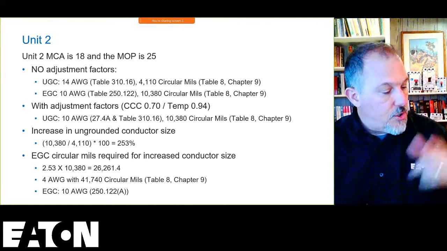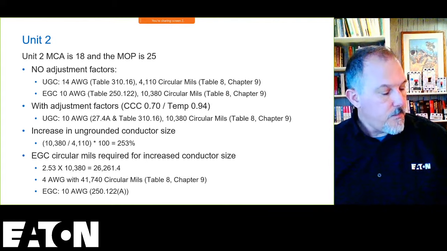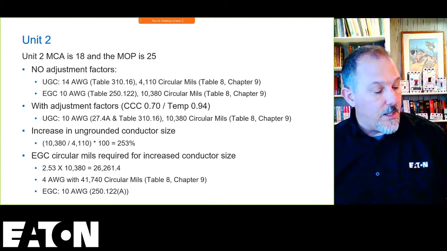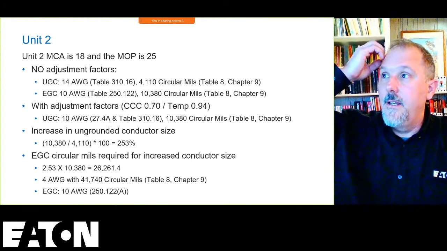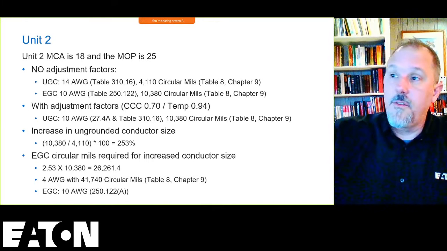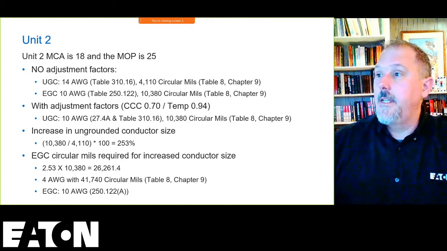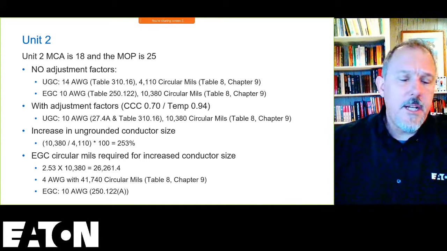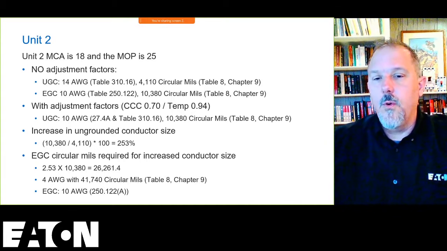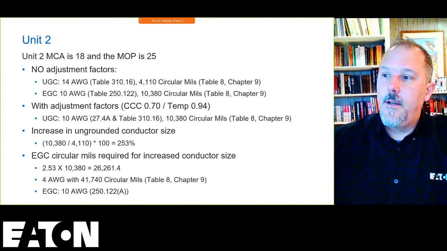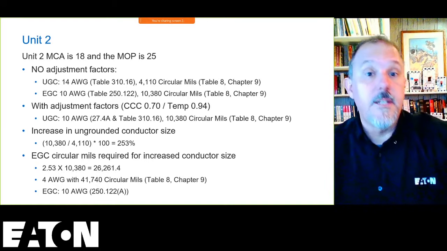Because 250.122 in the text says copper, aluminum, or copper-clad aluminum equipment grounding conductors of the wire type shall not be smaller than shown in table 250.122. The equipment grounding conductors shall not be required to be larger than the circuit conductors supplying the equipment. So if my ungrounded conductors are number 10, and even if you did this math for voltage drop or any other reason, such as adjustment for current-carrying conductors in a conduit or ambient temperature, you would not go larger than a number 10 because that's what your ungrounded conductor is.